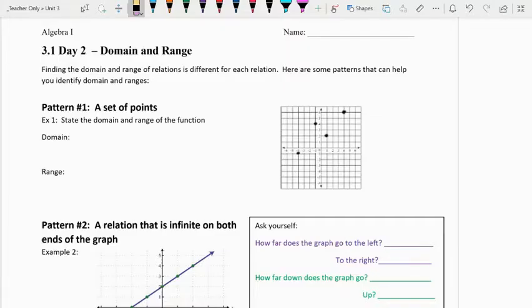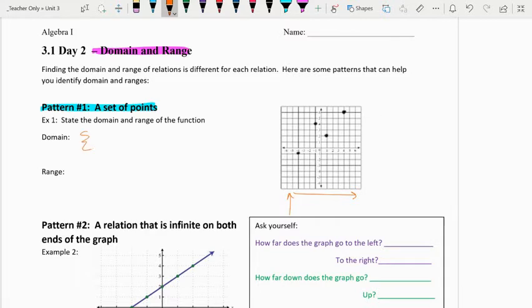For 3-1, day 2, we're going to focus on domain and range and take it a little bit further. So the first thing we're going to talk about is a pattern when it's points. Remember, when you're doing points, you typically start from the left and work your way to the right. So I want least to greatest on my x's, left to right.